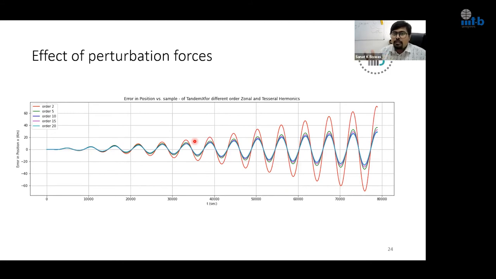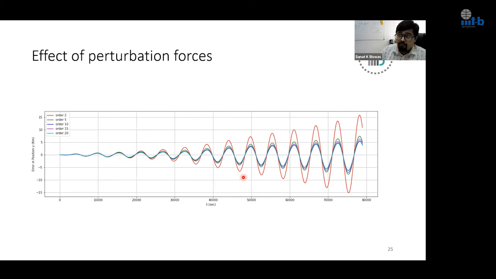Now, let us talk a little bit about the effect of the perturbation forces. I was talking about these Legendre polynomials, in order and degree. If we increase the order and degree of the Legendre polynomial, then we can actually have a smaller error. The first one that you can see at the end of the time series x-axis is order 2, and the error is very high, around 60 kilometers. However, at the same point, if you use order 20, it's less, around 20 kilometers of error. This is only the propagation of the model, by the way. So this much is the error. From there, it's very clear that the perturbation forces have a huge effect.